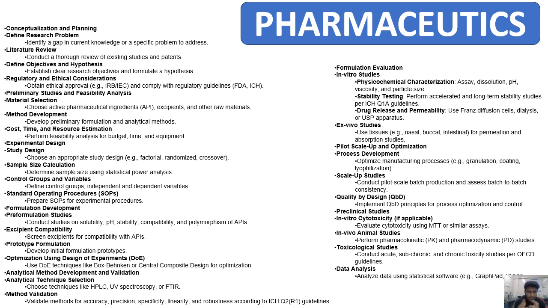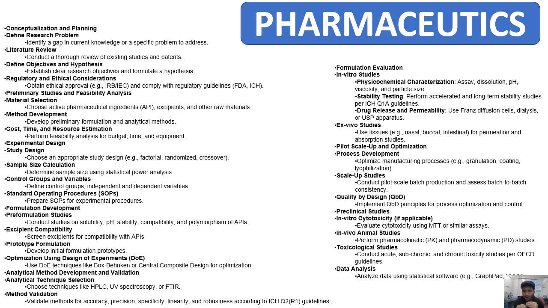Once that is done, for optimization you can have a DOE, like the Box-Behnken design, CCD, central composite design, and so on. And then finally you can have analytical techniques like UV, HPLC, and so on. And then according to ICH Q2 for analytical validation, you have specificity and all those different parameters involved.